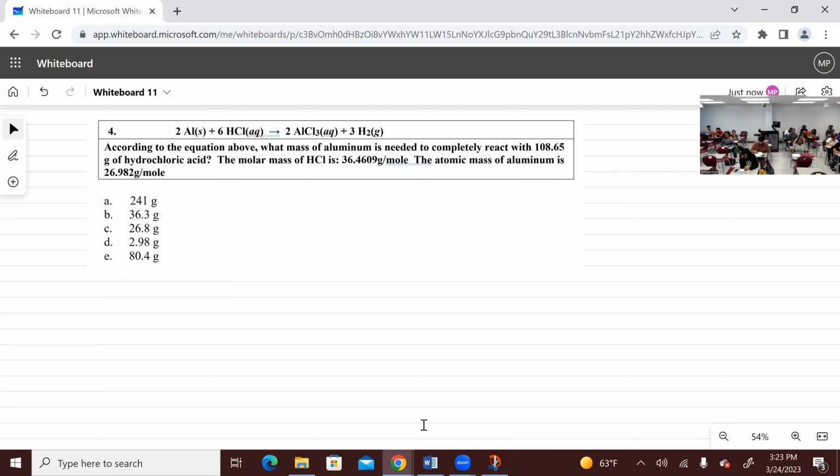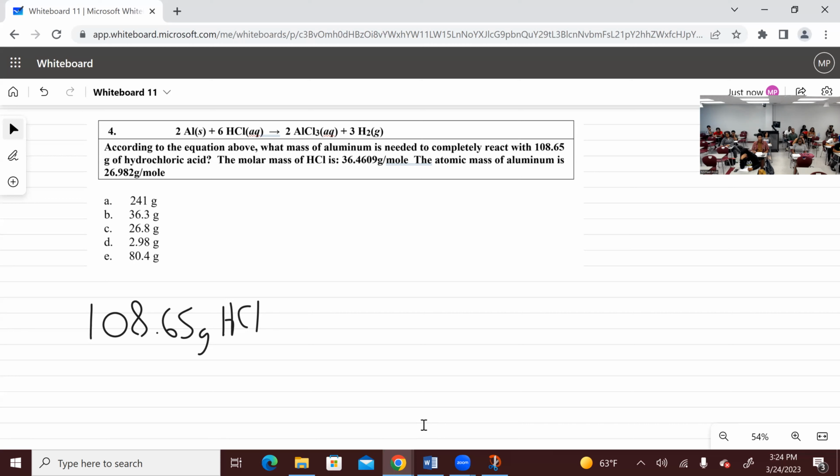All right. So the first thing I want to do before I can do the stoichiometry is convert grams of HCl to moles of HCl, right? So I'm going to say 108.65 grams of HCl. Now notice I have grams, I want moles. This molar mass, 36.4609 grams is equal to 1 mole. What am I going to put in the numerator of the conversion factor? What am I going to put in the denominator? 36.4609 grams, right? Okay, y'all with me?